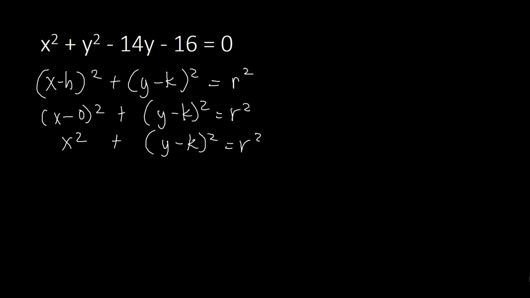So if you try to look at that one, this is similar to our example here. We don't have any other variable x here. So that is why we are going to take it that our h, which is the x value on the center, is 0. So that is why we are going to do again group according to the variables. So we have x squared plus, then you have y squared minus 14y.